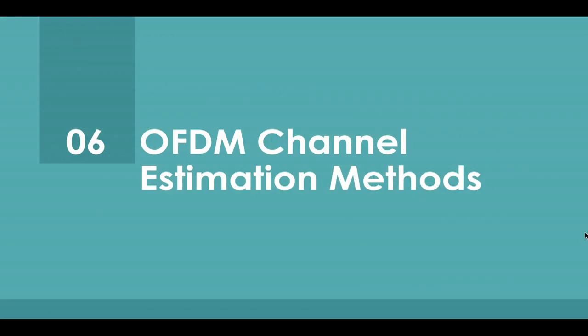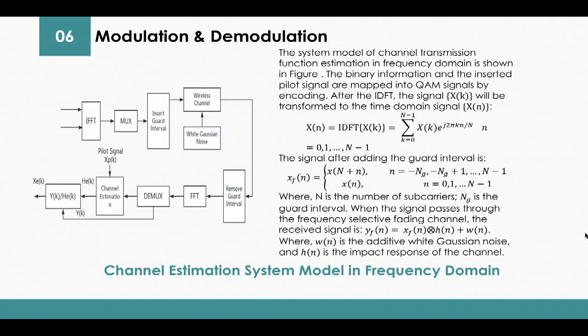Next is the OFDM channel estimation method. This is a channel estimation system model in the frequency domain. The binary information and the inserted pilot signals are mapped into QAM signals by encoding.